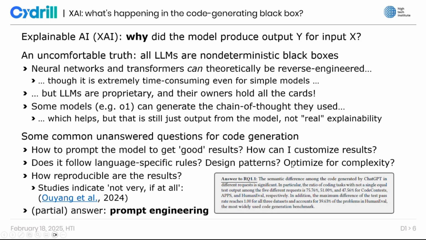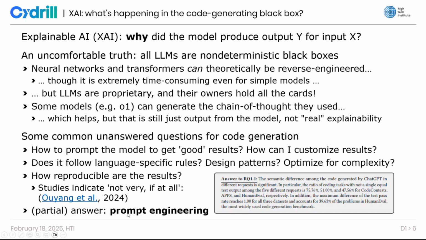So from a developer perspective, we have some questions here. And these are mostly related to how can we ask the model to give us a good answer? So how do we make it give better code? Can I customize results to fit my particular code base, my coding style? Can I tell it to follow best practices? Does it know about security issues? Does it follow certain patterns or maybe anti-patterns? Can I tell it to optimize for complexity? These are all questions that we may have when we are using these tools. And due to the black box nature, for a lot of these, we don't have good answers.